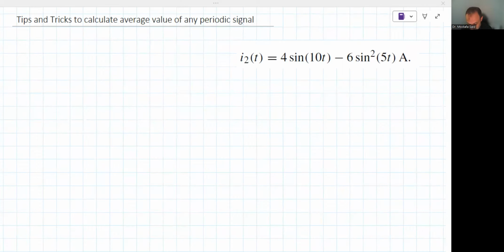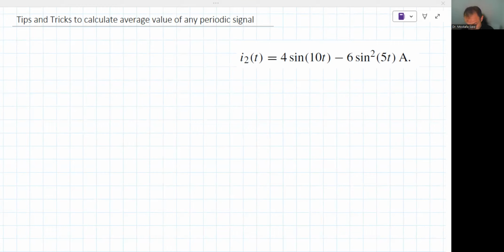So why did I choose this particular problem? Because it's not easy. It's not straightforward to apply what you learn in that chapter. There should be some transformation in the shape of the input waveform, signal or function, before you apply the definition of an average, or even RMS in the next video.